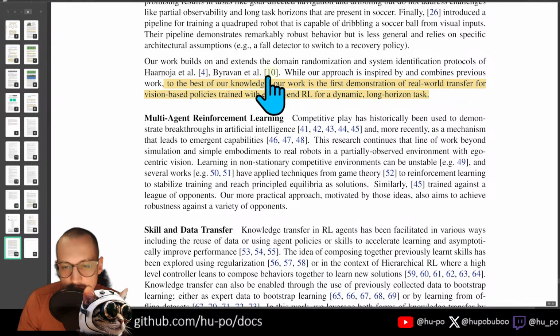To the best of our knowledge, our work is the first demonstration of real-world transfer on vision-based policies trained with end-to-end RL for a dynamic, long horizon task.